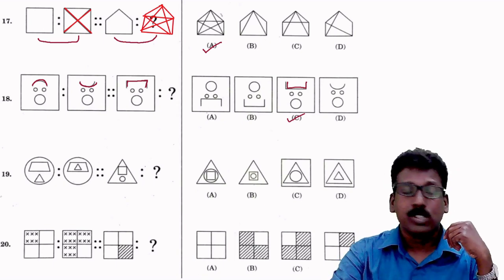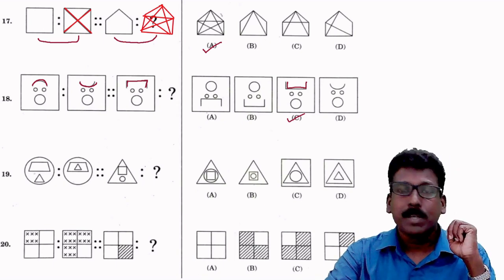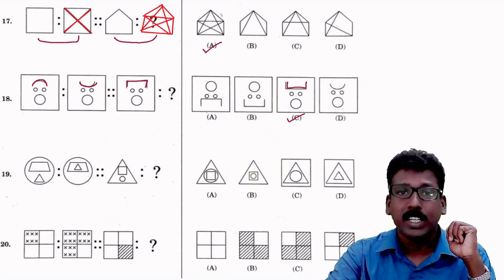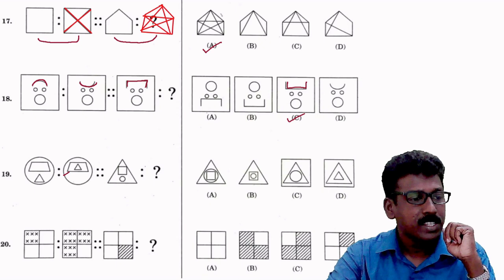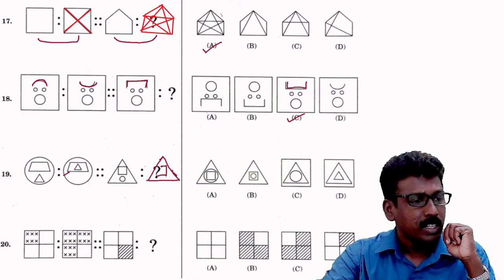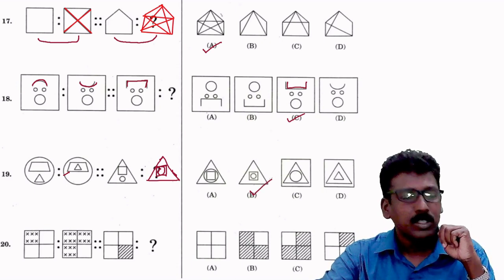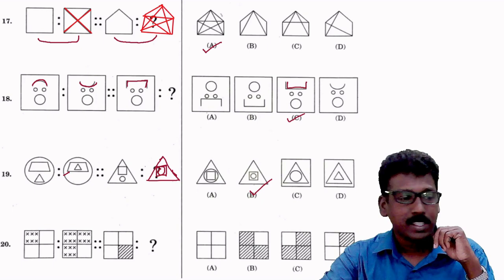Here in question number 19, a trapezium is given and a triangle inside. In first figure it is outside, in second figure it is inside. So here it will be a triangle and a square is the inside, the circle should be. So triangle, square inside circle is B. So B is the correct answer.